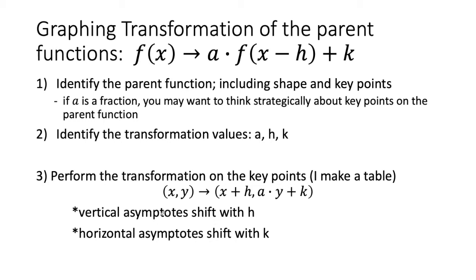For our functions that have vertical or horizontal asymptotes, the vertical asymptotes will shift with h. So if every x value shifted 4 units to the right, then your vertical asymptote will also shift 4 units to the right. Similarly, the horizontal asymptote, if you shifted 4 units up, the horizontal asymptote will also shift 4 units up. So I'm just going to go through some examples of this. You're going to have to practice this. It's the only way you'll get better at graphing these transformations.